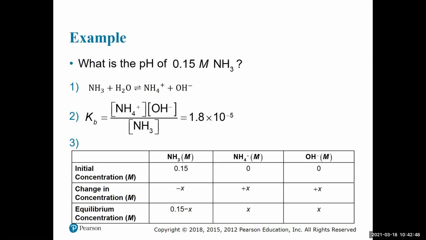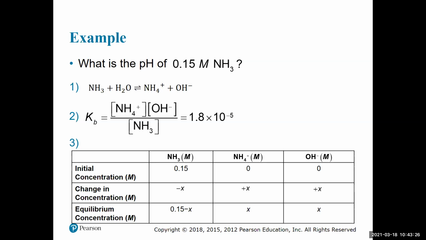Then we write our equilibrium expression. Once again, it's products over reactants. So it's the NH4 plus concentration times the OH minus concentration, divided by the NH3 concentration. We leave the water out because that's a pure liquid. That's a value of 1, so it doesn't show up in our expression. Before, we would have had a Ka value here, but because we're looking at a weak base, we're going to use the Kb value. That was given to us as 1.8 times 10 to the minus fifth.